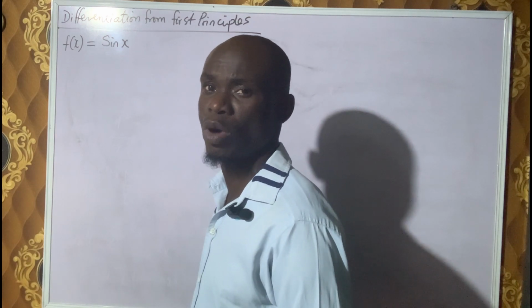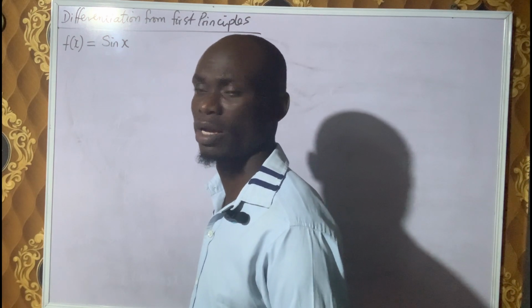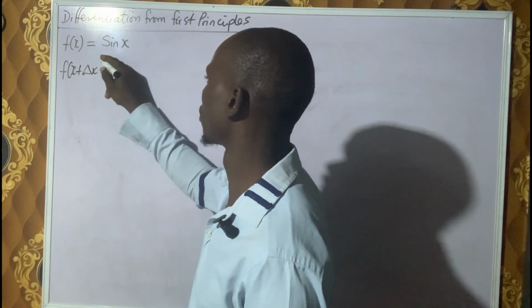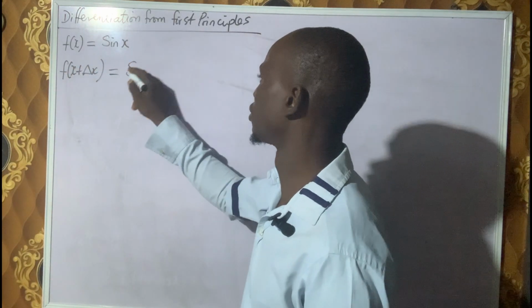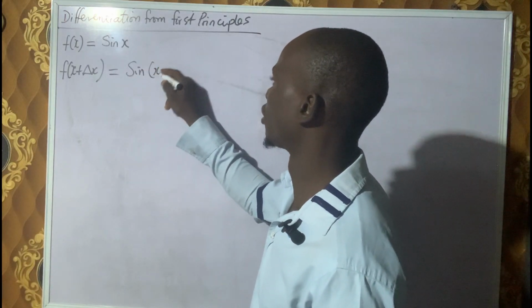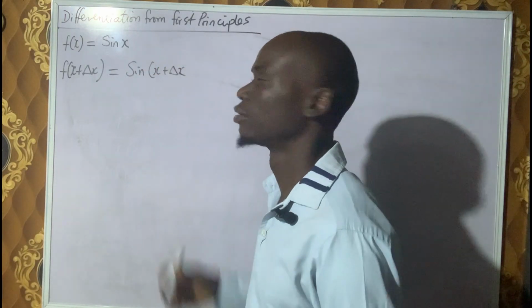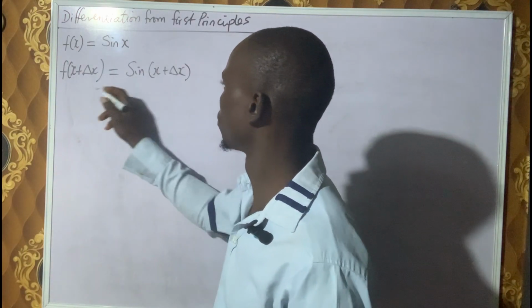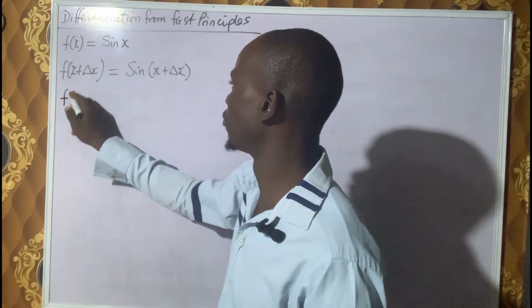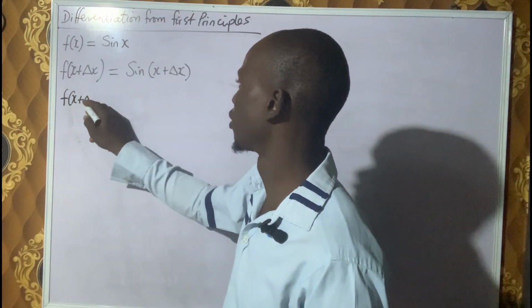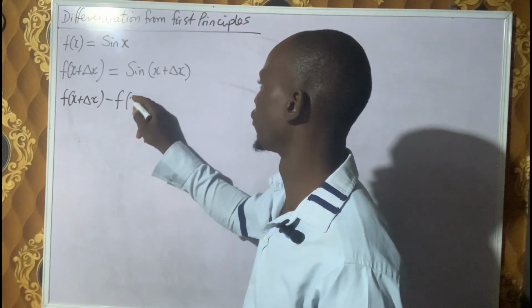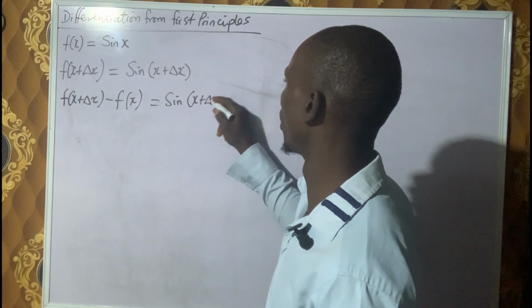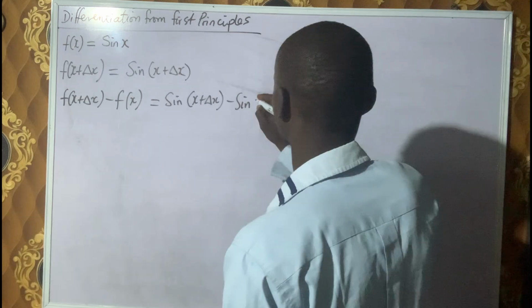Next step is to change x to x plus delta x. So that means I'm going to have f of x plus change in x equal to sine x plus delta x. Okay, so this will lead us to the next step that says take the difference between the two steps so far. f of x plus delta x minus f of x equal to sine x plus delta x minus sine x.